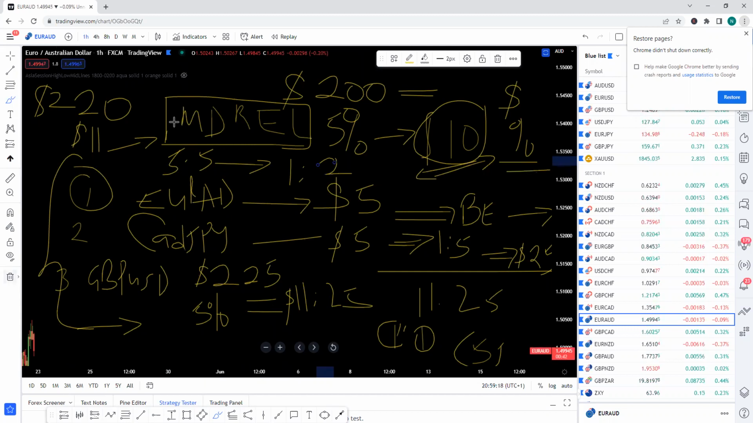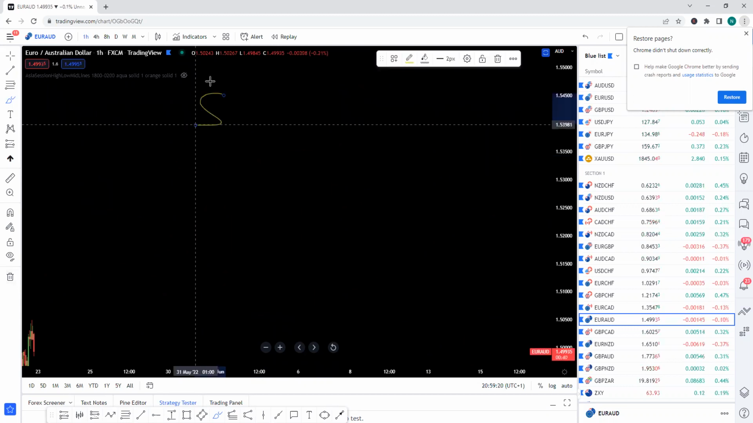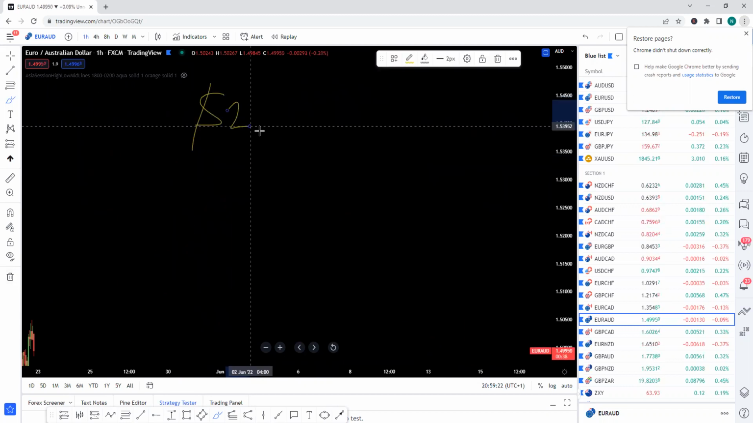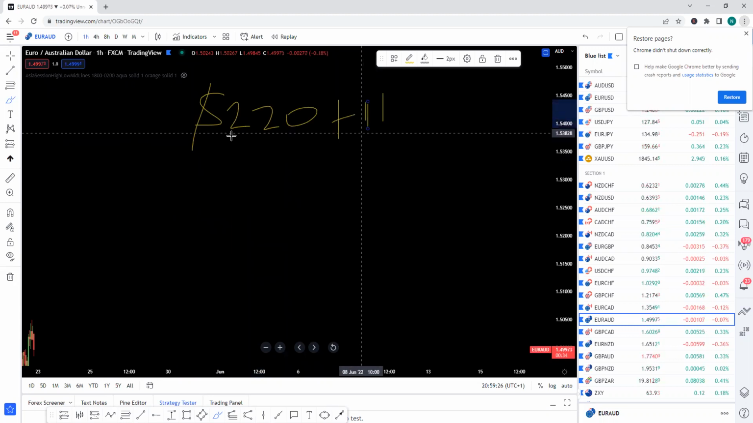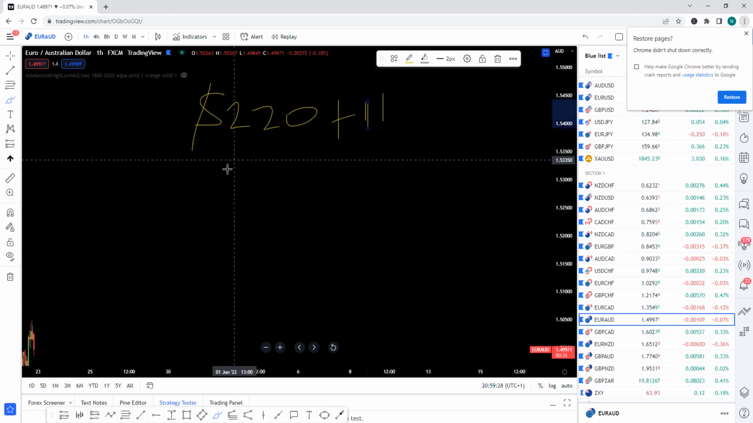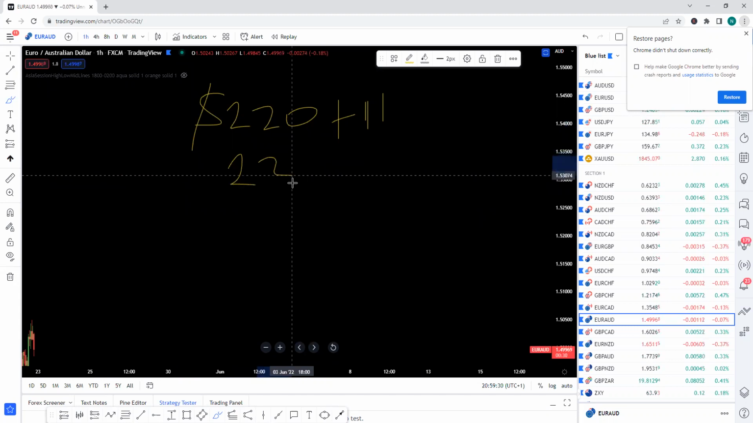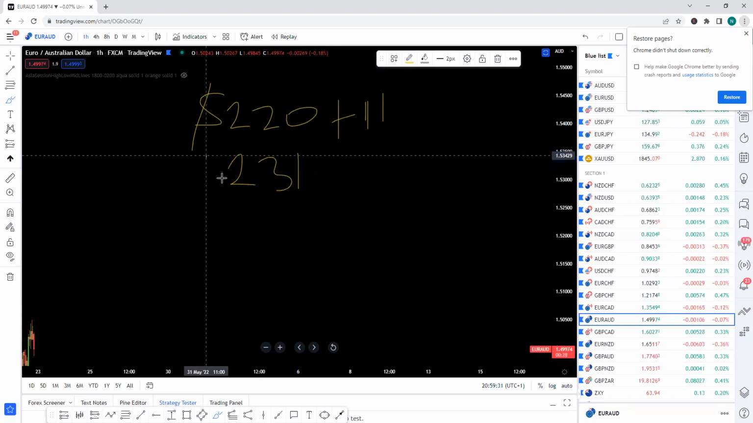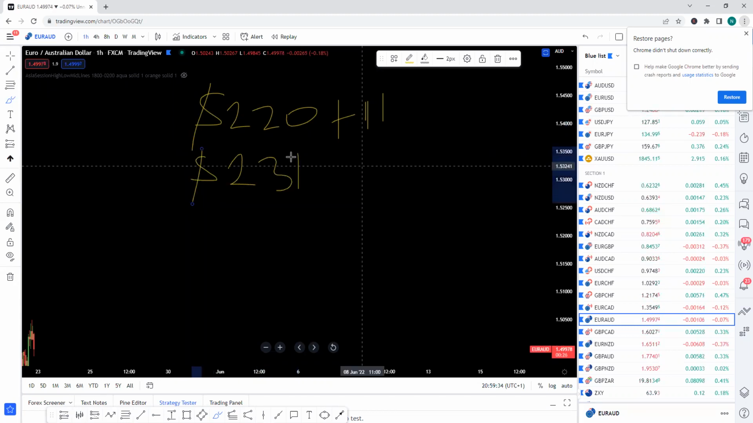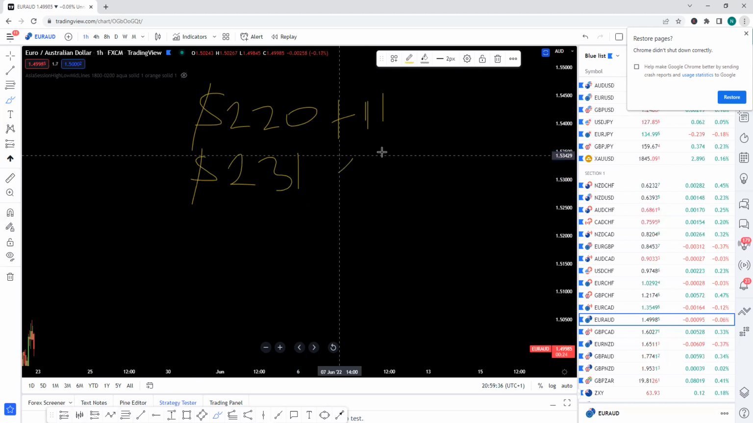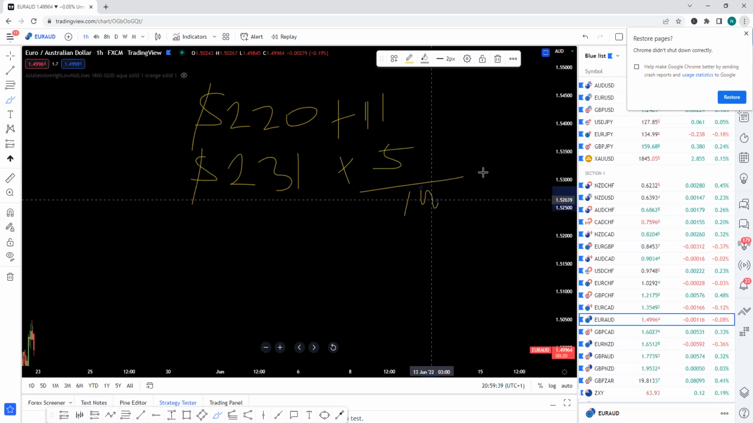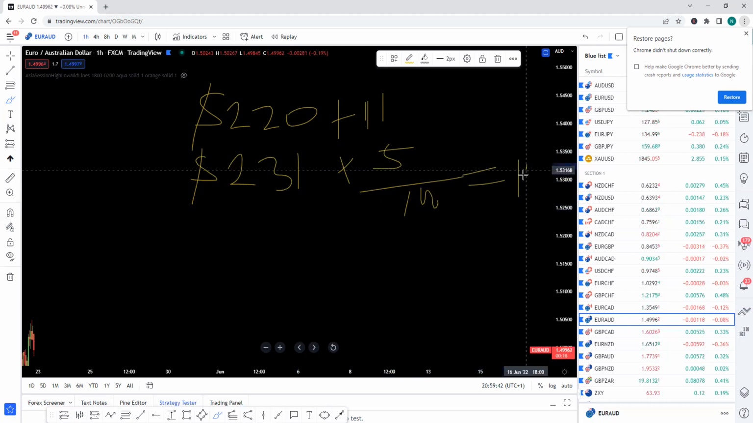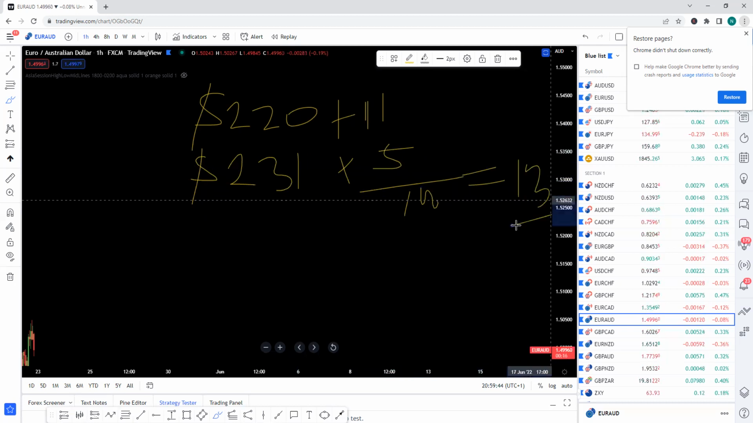So this $11 again, guys, you are going to add it to 220. 220 plus 11, because you did 1:2, and that is 231 US dollars. So what are you going to do next? You know the procedure. Times 5 divided by 100. It's going to give you, let's say, $13. So your maximum daily exposure limit has gone to $13.